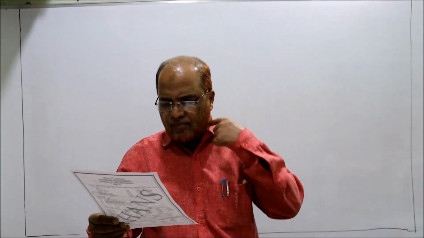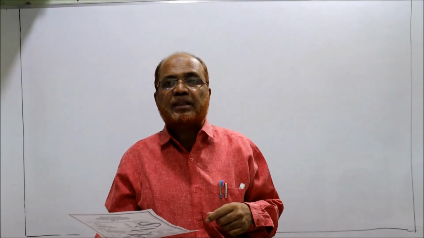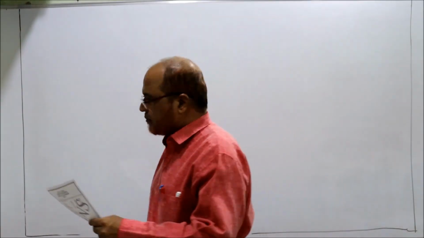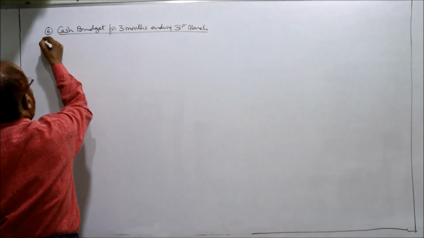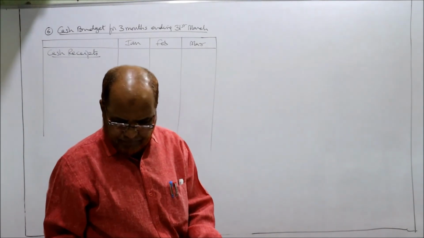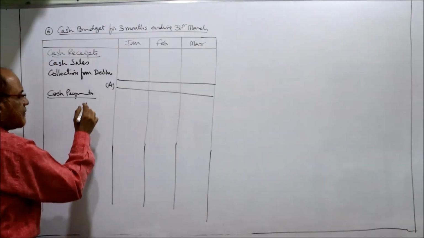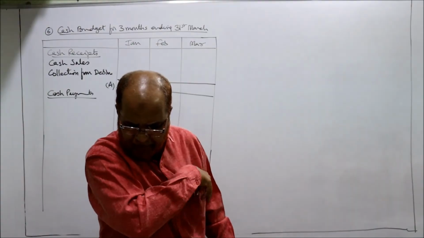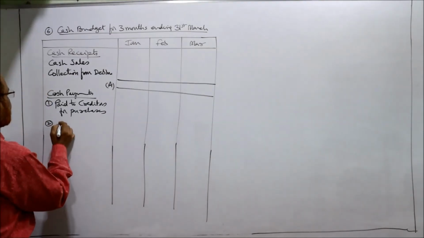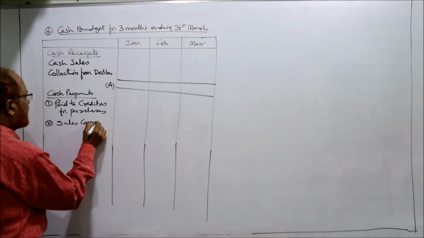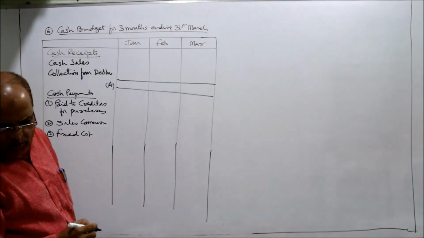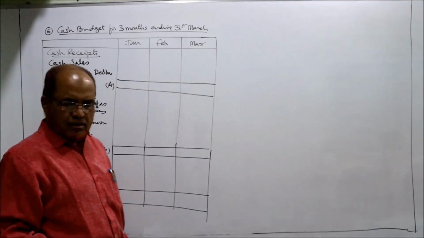You are required to prepare a cash budget for January, February, March. Only 3-month budget we have to make. January, February and March. Cash budget for 3 months ending 31st March. Cash receipts: cash sales and collection from debtors. Cash payments: paid to creditors for purchases. Second one is sales commission. Third, fixed cost. That's it, only 3 items. Closing balance. Now we'll start.